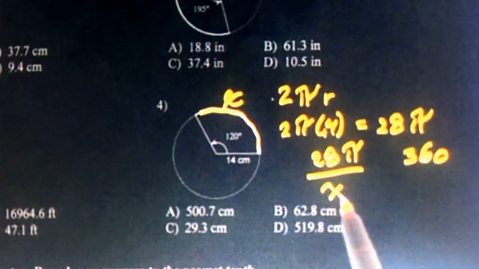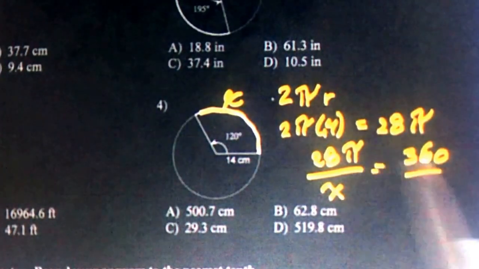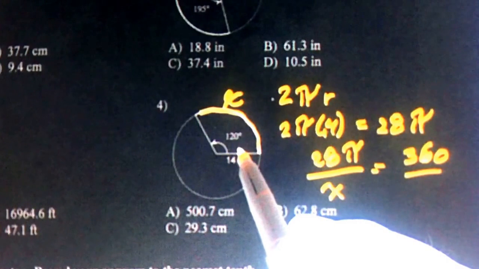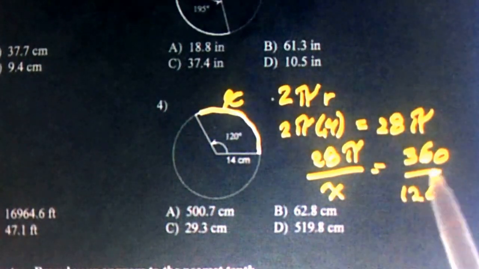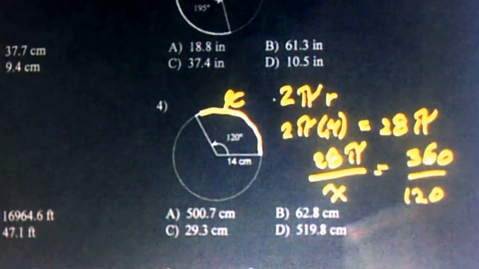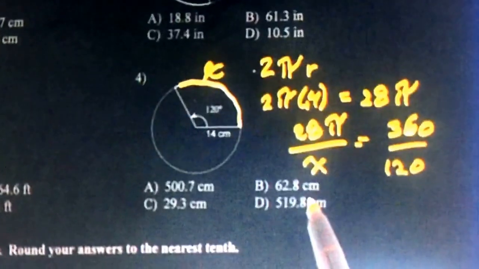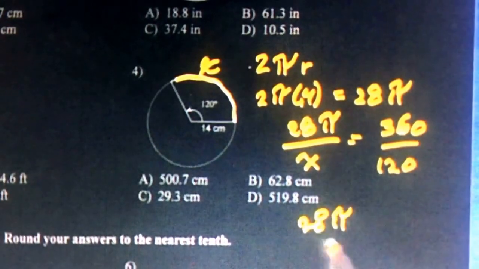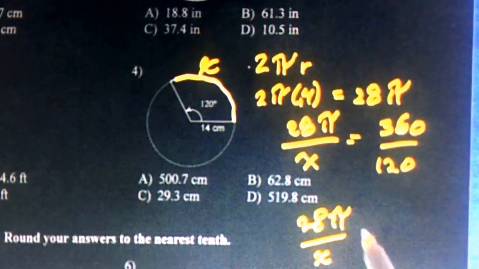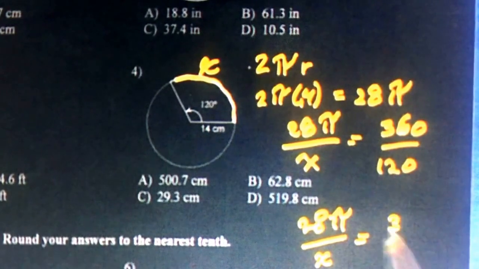Now that unknown, we also need to complete this. We do know that this is 120 degrees because that's what we're given, so we're able to fill that in. This is a ratio, an easy ratio. It happens to be 3/1. So now we can simplify that before cross-multiplying. We get 28 pi over x equal to 3/1.